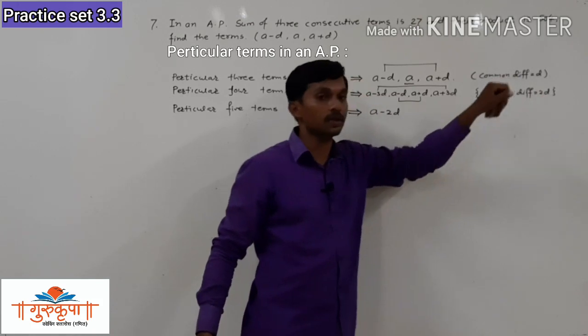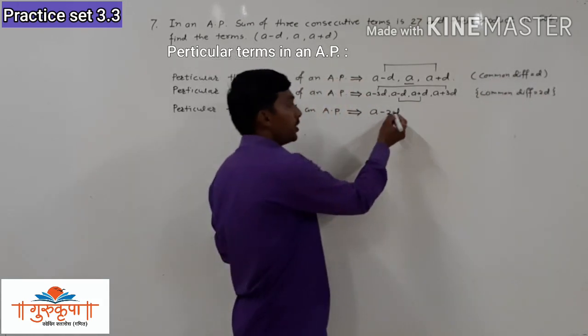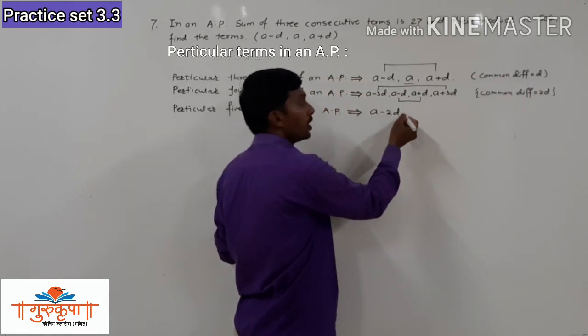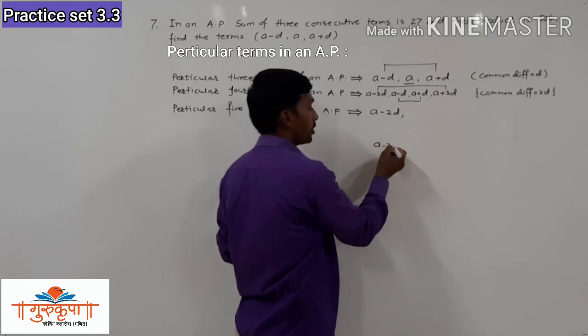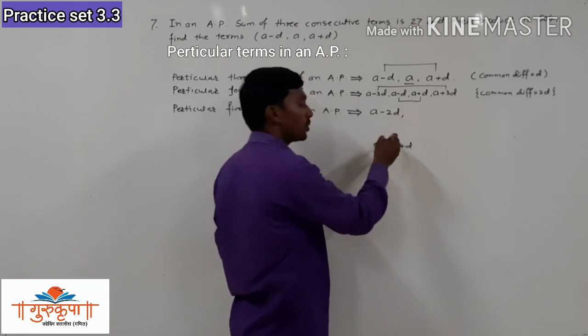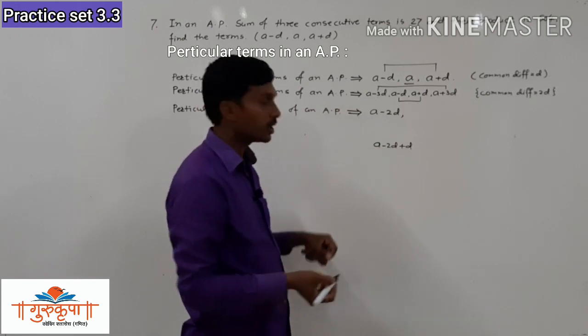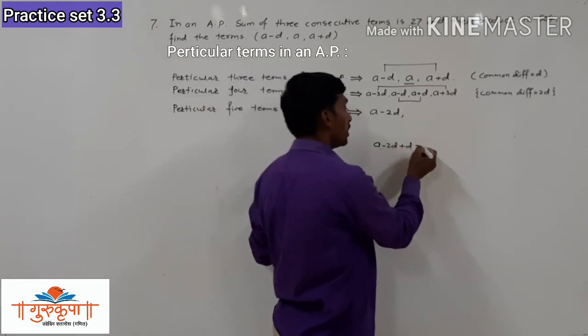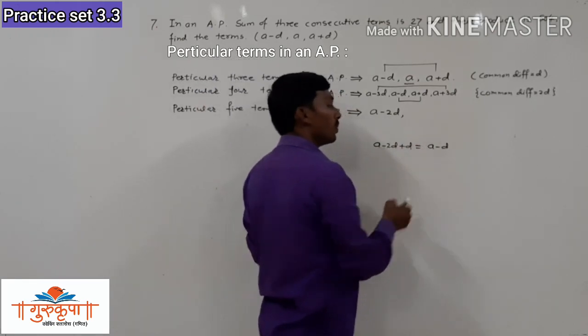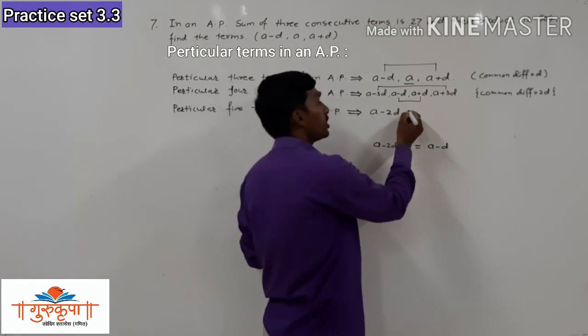This is very important. So if we add d to this term, you will get the next term. Here we have a minus 2d. We have to add common difference to that term to get the next term. So here minus 2d plus d is equal to minus d. So second term is a minus d.